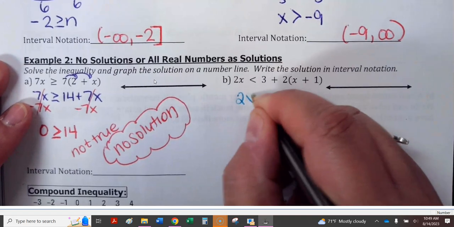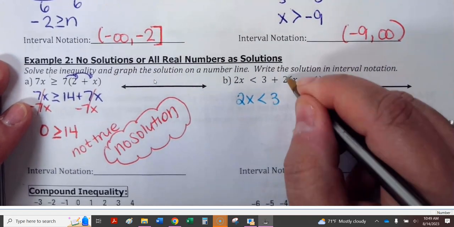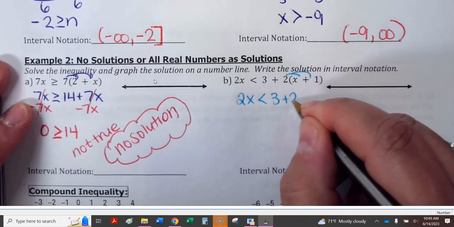All right, so we've got 2x less than, do a little distributive property, 3 plus 2x plus 2.